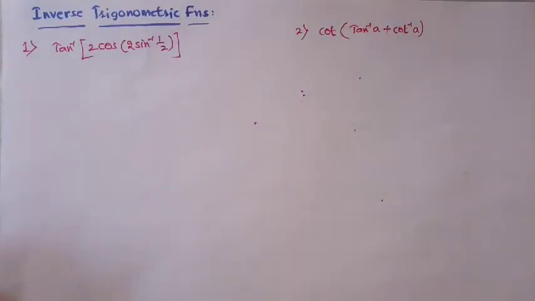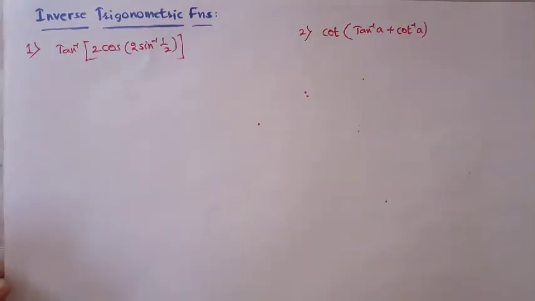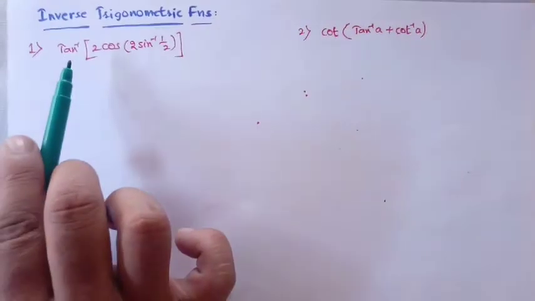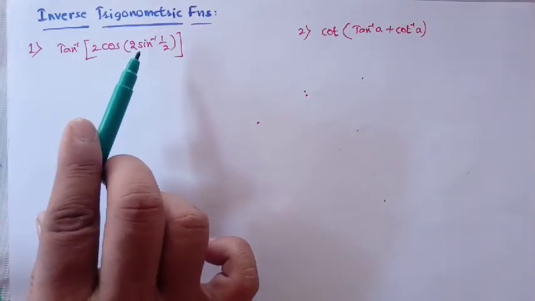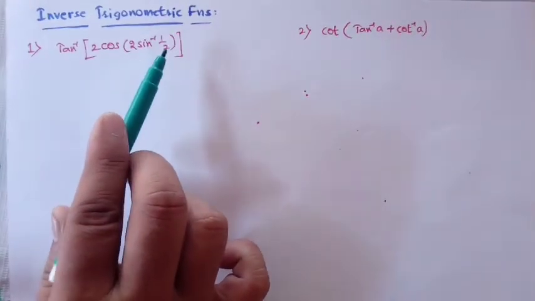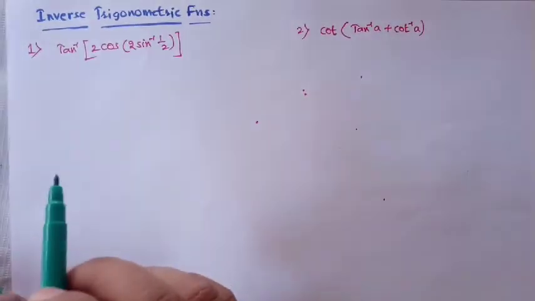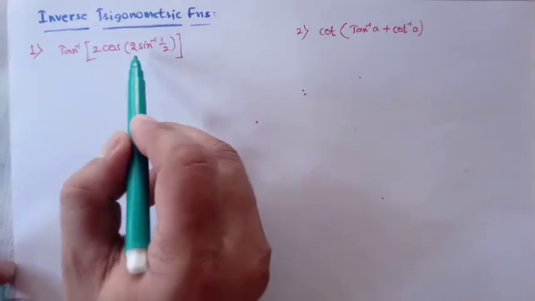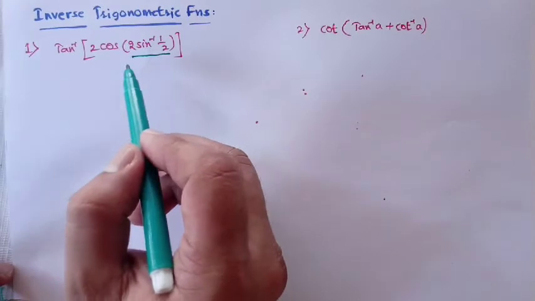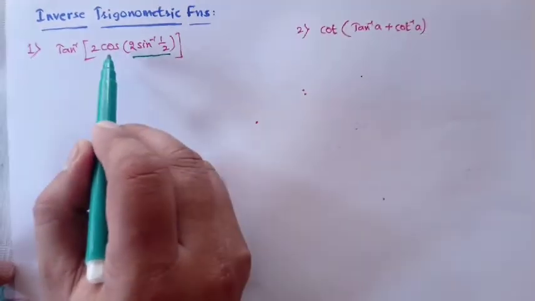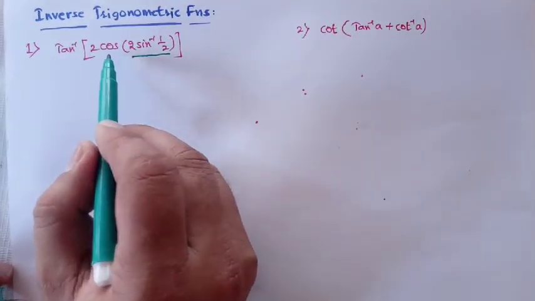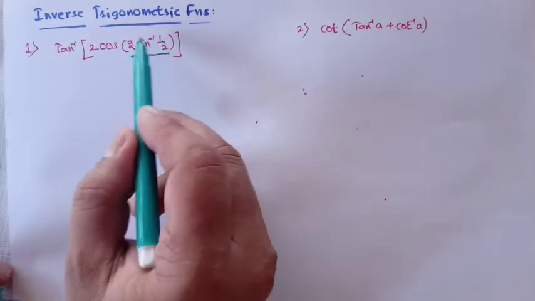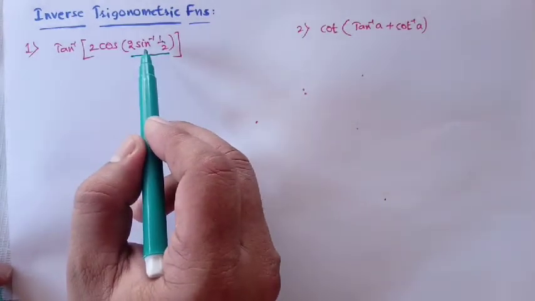Okay, guys, coming to the next question. Next question is in the inverse trigonometric functions. See here, tan inverse of 2 cos of 2 sine inverse of 1 by 2. Let me make it clearer. It is 2 sine inverse of 1 by 2, and beside it cos is given. This term is required to be written in terms of cos inverse.